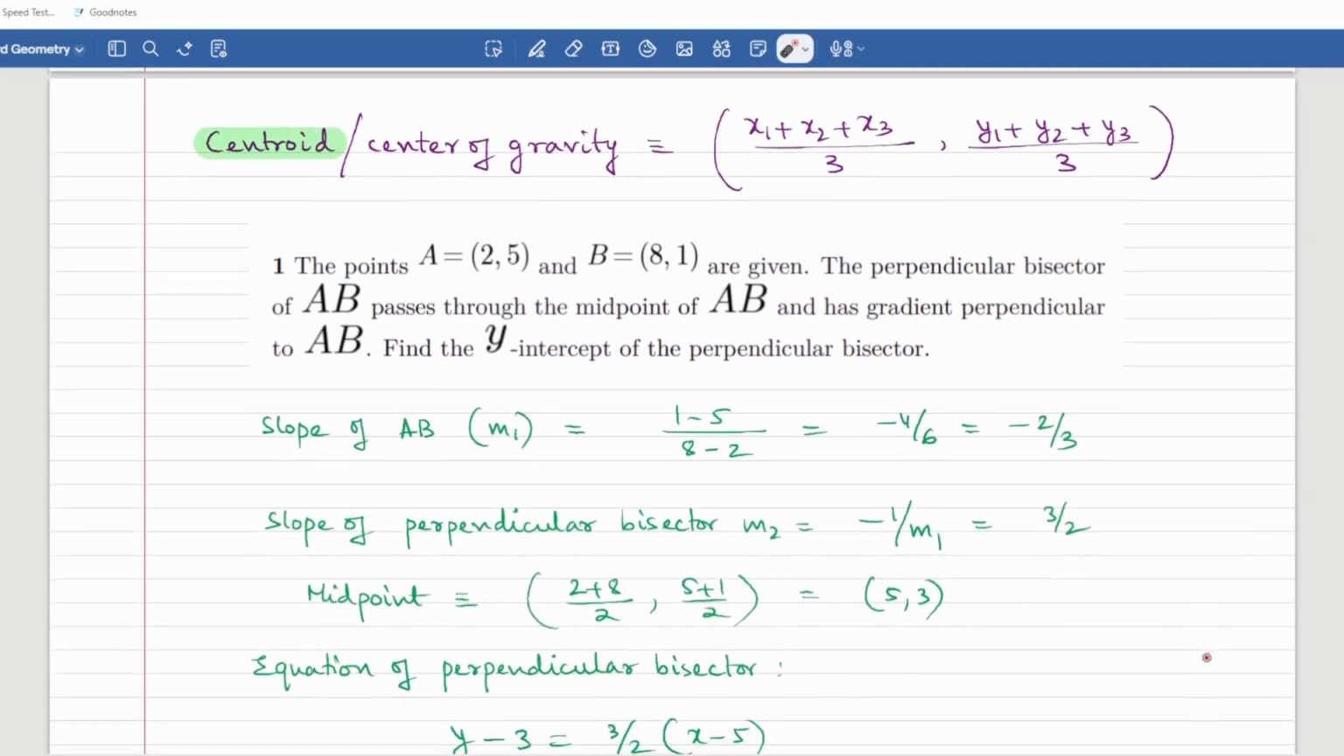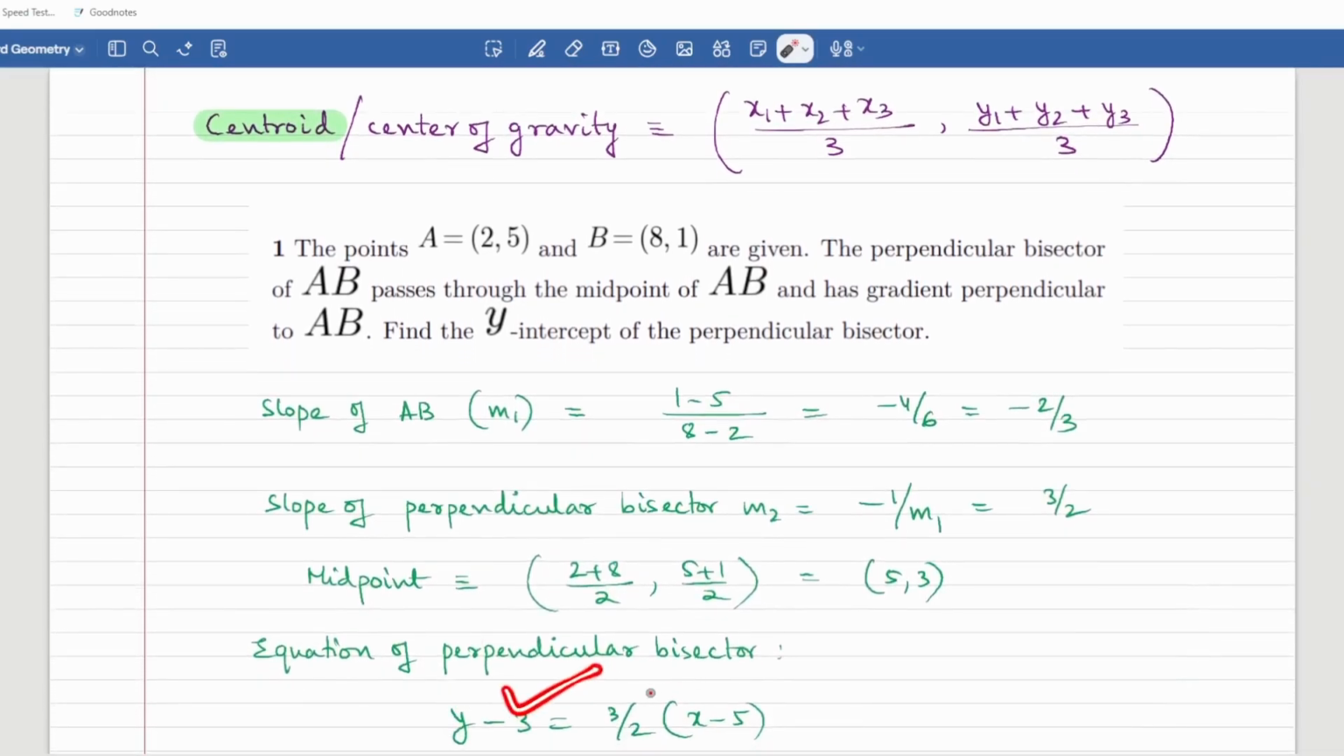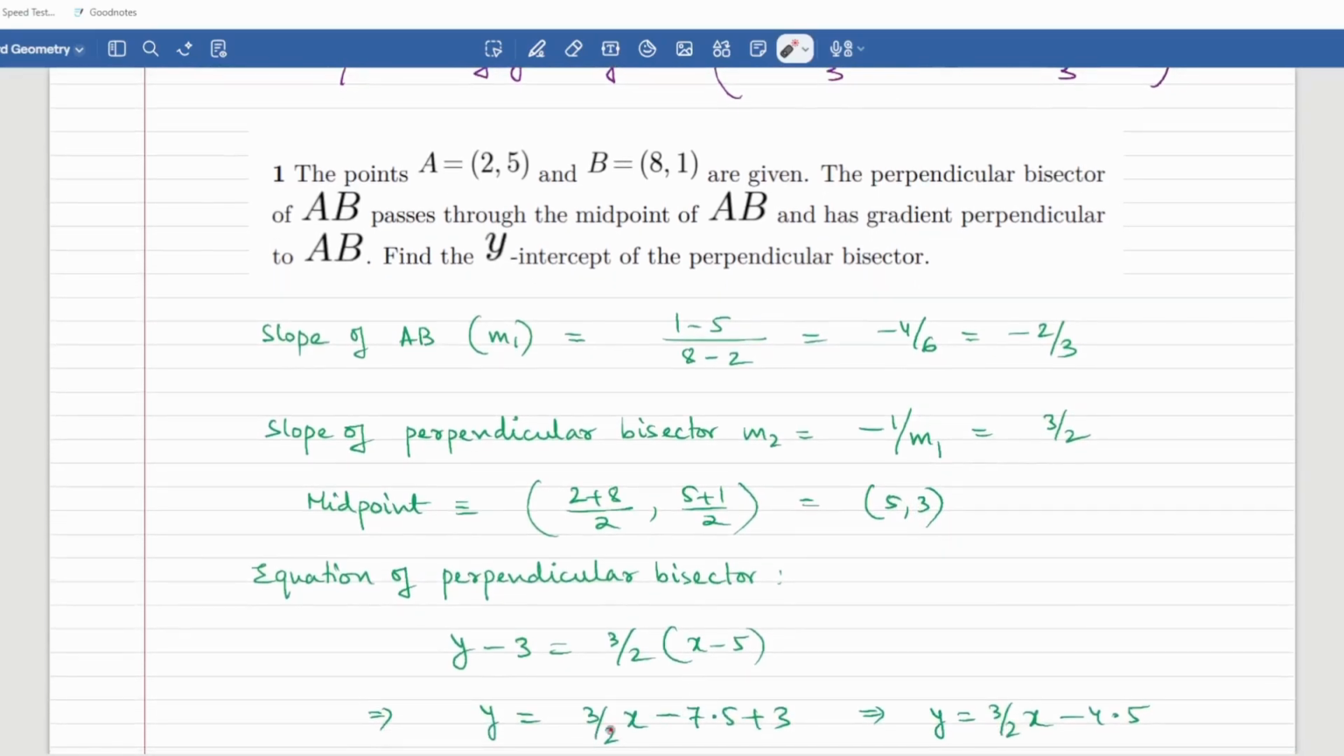The point-slope form is given as y minus y1 is equal to m into x minus x1. So that's our y1, that's our x1, and that is our m. When we simplify this, we calculate y is equal to 3/2 x minus 1.5 into 5, which is 7.5, plus 3. This turns out to be y = 3/2 x minus 4.5.